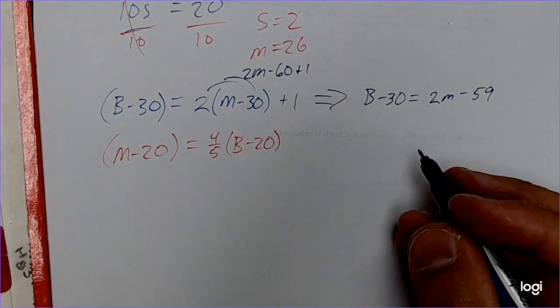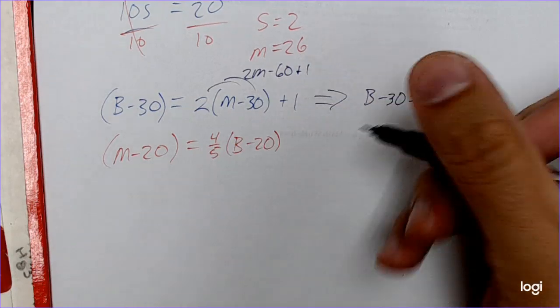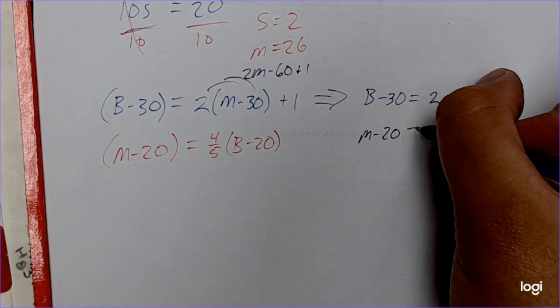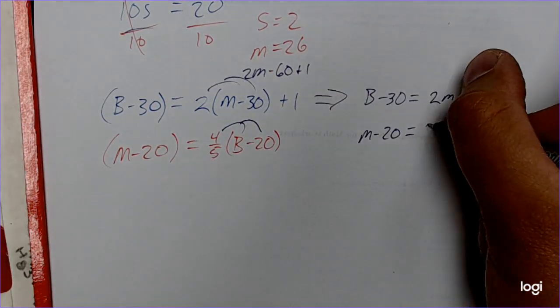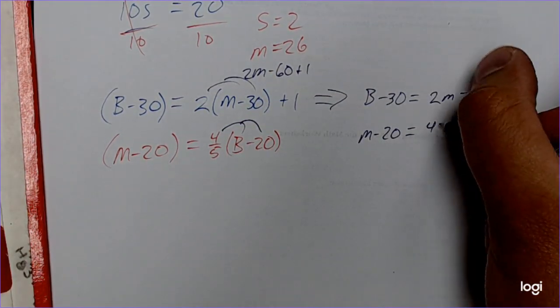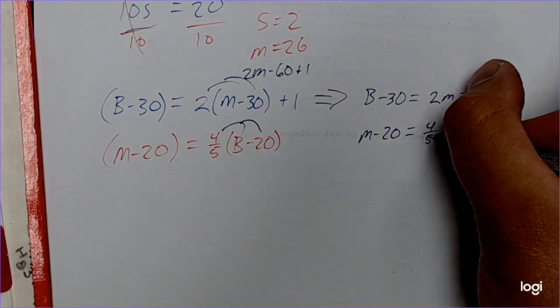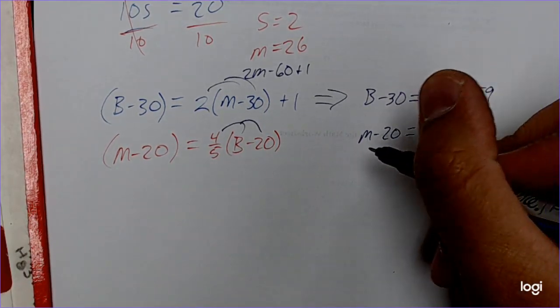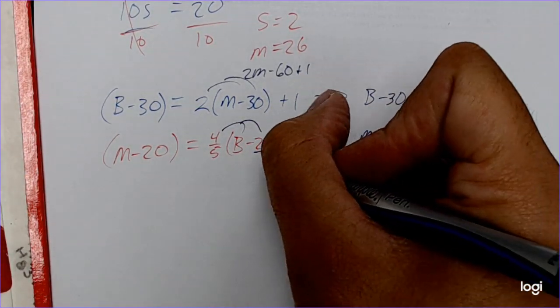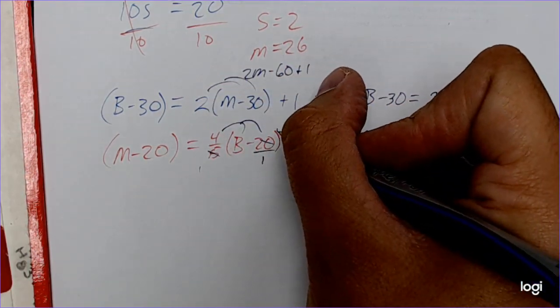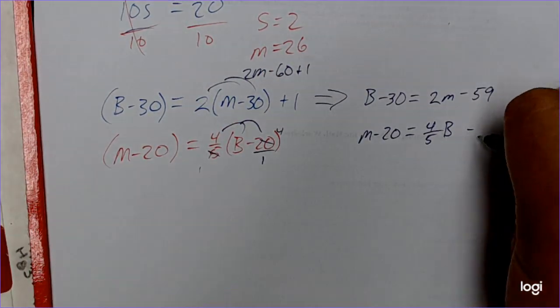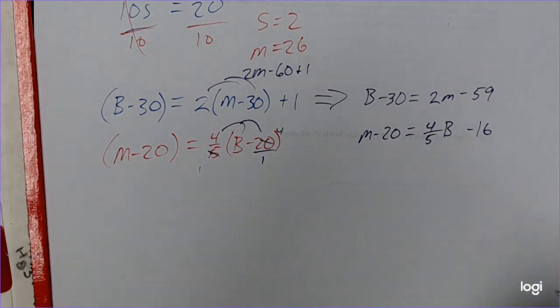Great, I've rewritten the top equation. Bottom equation, m minus 20, that's not going to change either. The right side, 4/5 times b minus 20. So that's going to give me 4/5 b, and then minus 20. 4/5 times negative 20. That'll cancel. That's 1 and 4, so negative 16. Cool. Got a nice whole number there. That was great.